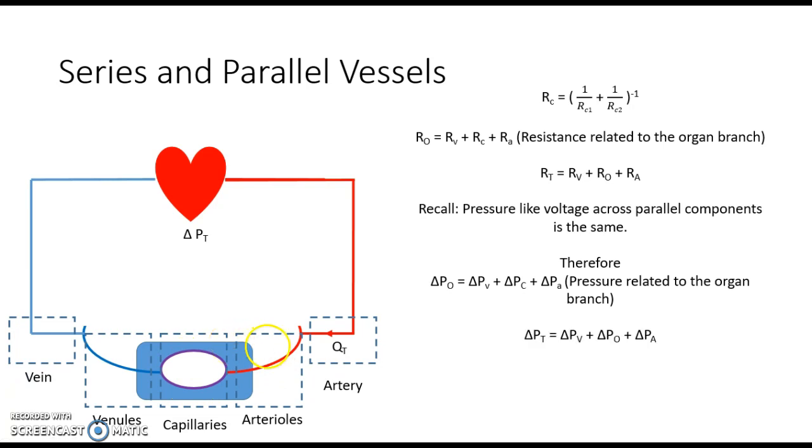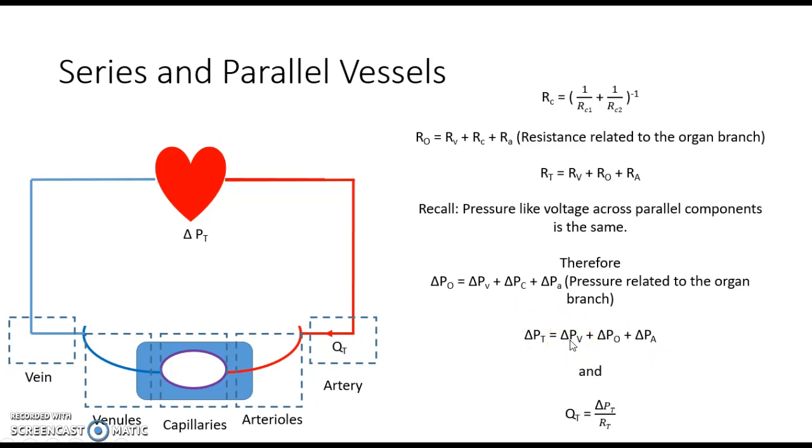And so therefore, if we want to find the total pressure within this entire branch as we go along, as shown on the screen, then that will be as shown here, where we take the delta P of V plus delta P of O plus delta P of A, and that'll give us our total pressure.